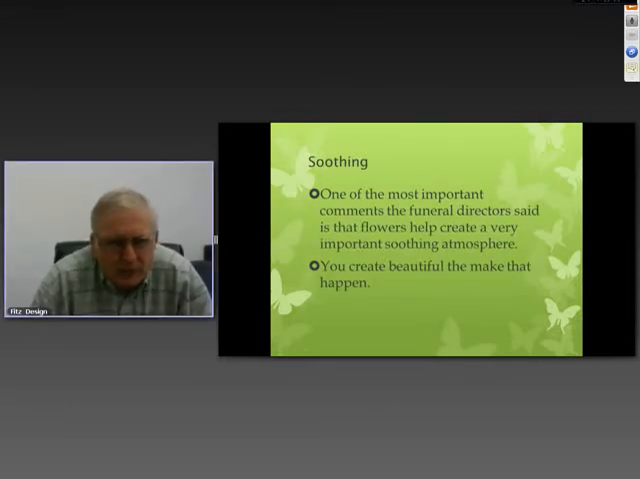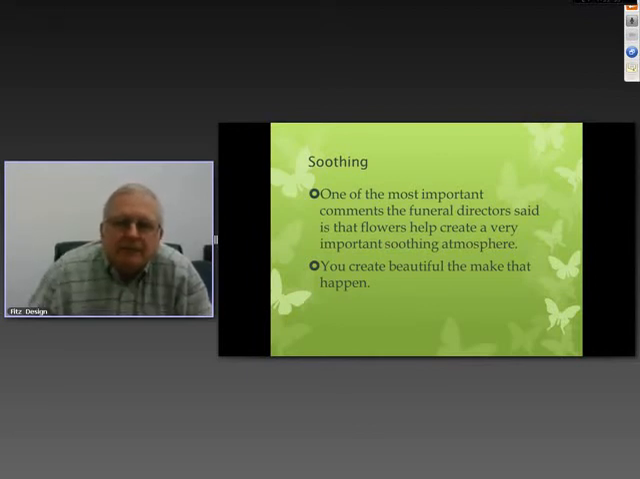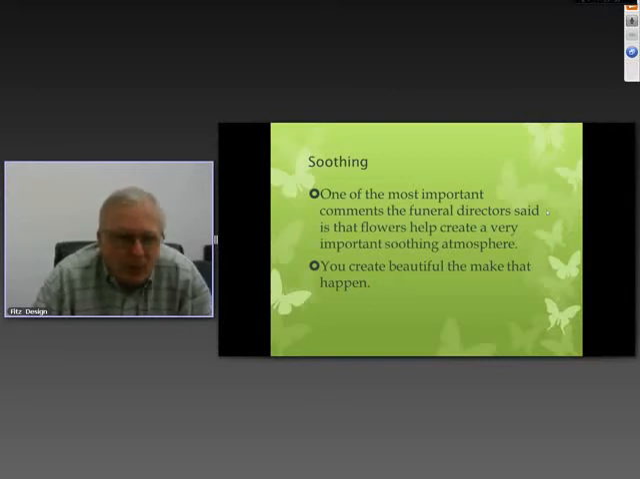This is something we know, but sometimes we forget. But it was interesting that it popped up in a recent survey of funeral directors that one of the most important things a funeral director finds value in the florist is to help create that soothing atmosphere that can be done with flowers like it can't be done in any other way. So make sure that you understand that you're setting the mood there. You're doing things for them that can't necessarily be done with anything else. Music can help, but flowers do it quicker and faster.